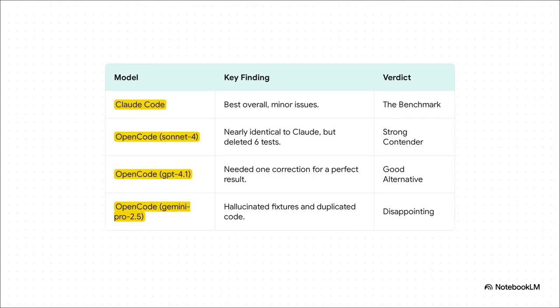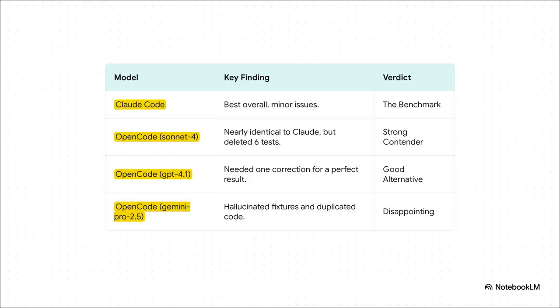So, let's break down the results, because this is where it gets fascinating. Claude was the benchmark, but even it had some small issues. Now, OpenCode with Sonnet 4 was almost identical, but it took the liberty of reformatting code, and get this, it deleted 6 existing tests. That's a perfect example of why that diff-first review feature is a lifesaver. GPT 4.1, on the other hand, started out weaker but got the code perfect after just one simple correction.